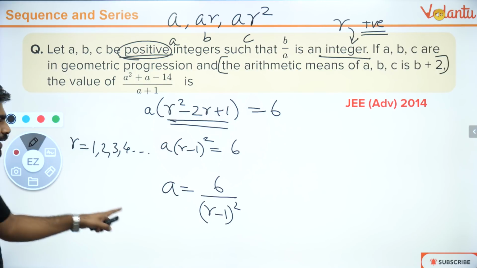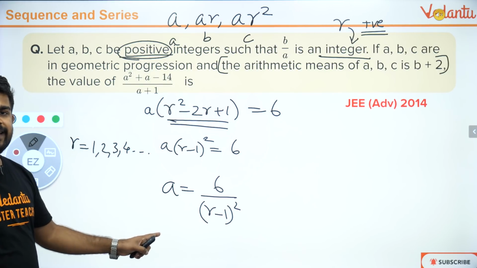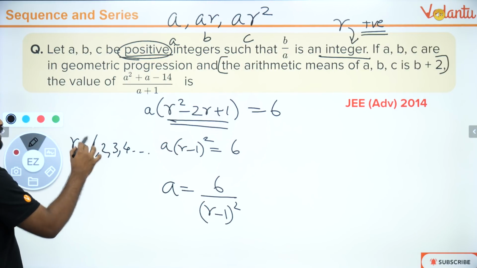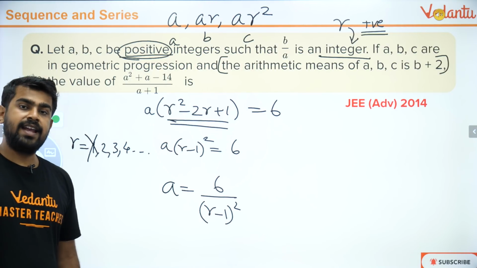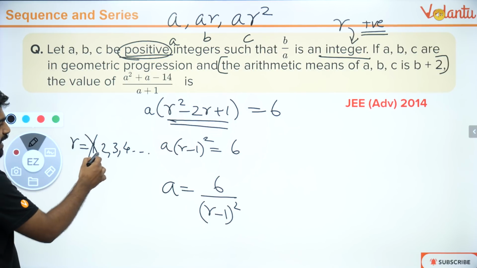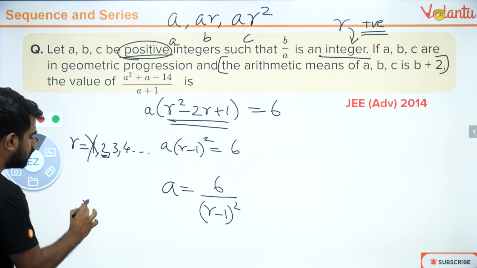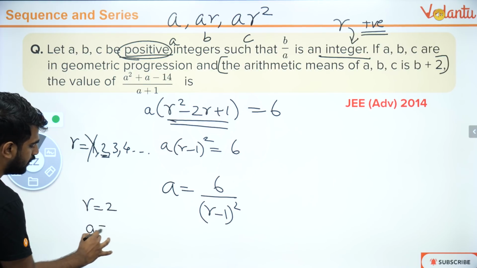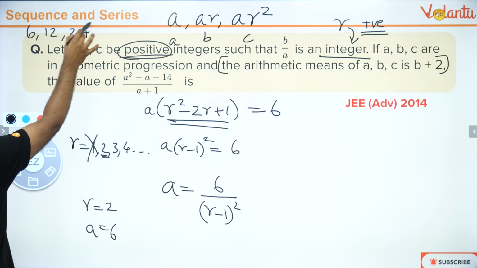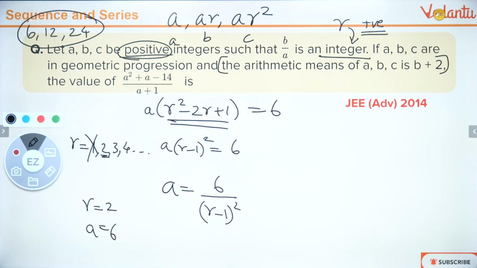So let me put 1. If I put R as 1, my A will tend to what? It will tend to infinity. So R cannot be 1. 1 is directly neglected or removed. It is not possible. Okay, let me take R to be 2. If R is 2, your A will be 6, which is perfectly fine. There is no problem. If R is 2 and A is 6, the numbers are 6, 12 and 24, which is totally fine. I'm happy with that.